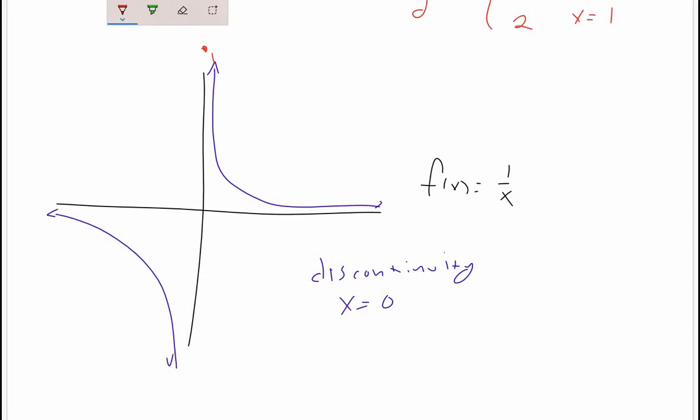Darn it. Okay? But you can see easily there's nowhere to stick one single point that would join those two pieces of the graph together. So that is definitely not a removable discontinuity.